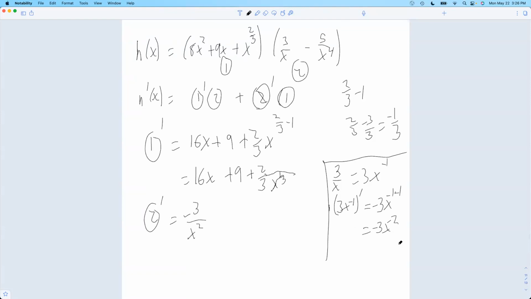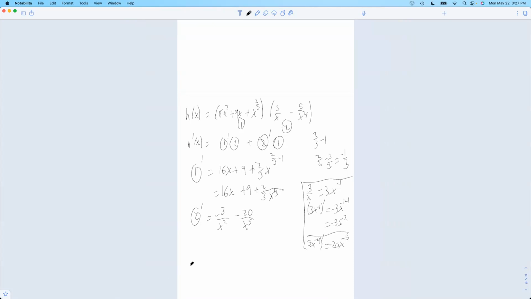Similarly, this guy here, I'm going to rewrite as 5x to the negative 4, and then take his derivative. Power rule was always easier than quotient rule when you can use it instead. Negative 4 times 5 would be negative 20. X, negative 4 minus 1, you got to be careful here, is negative 5. So I'm going to write that as minus 20 over x to the 5th. Okay, now we got our pieces set up.